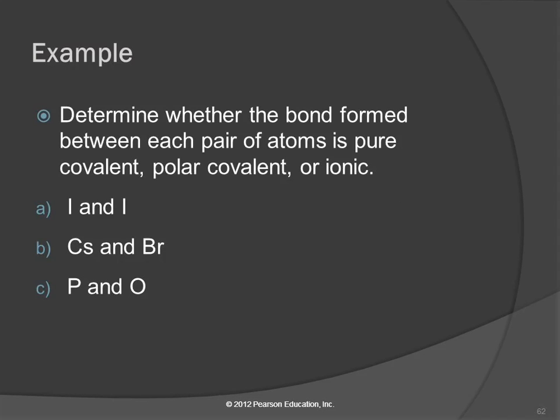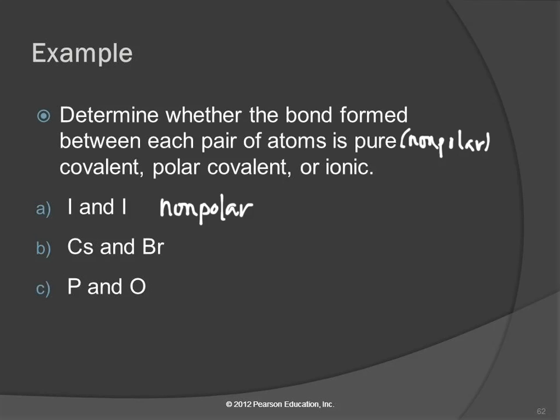So let's look at these. Determine whether the bond formed between each pair of atoms is pure covalent, polar covalent, or ionic. Well, how do we do this? And by pure covalent, we mean nonpolar. Well, between iodine and iodine, what's that going to be? That's got to be pure covalent or nonpolar, because they're the same, right?